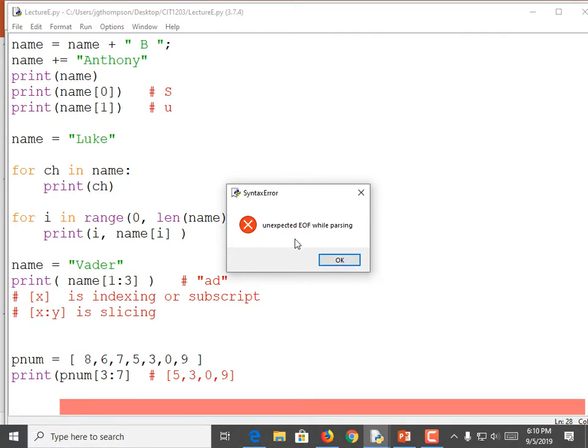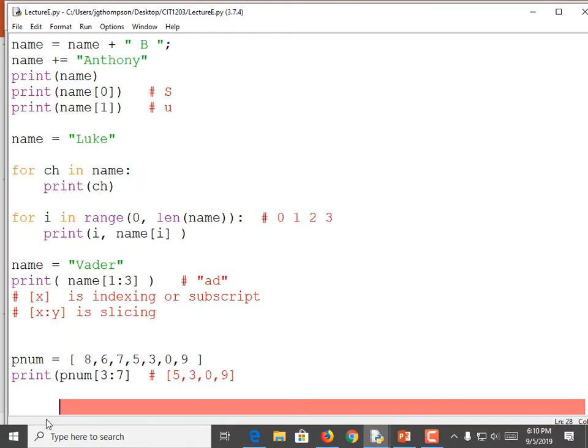All unexpected EOF while parsing means is that it hit the end of the file not knowing what to do. And why didn't it know what to do? Because we had an open parenthesis without a closed parenthesis. So if you get unexpected end of file while parsing, the problem is probably that there's a missing closed parenthesis or a missing quote or a missing close brace, something like that.